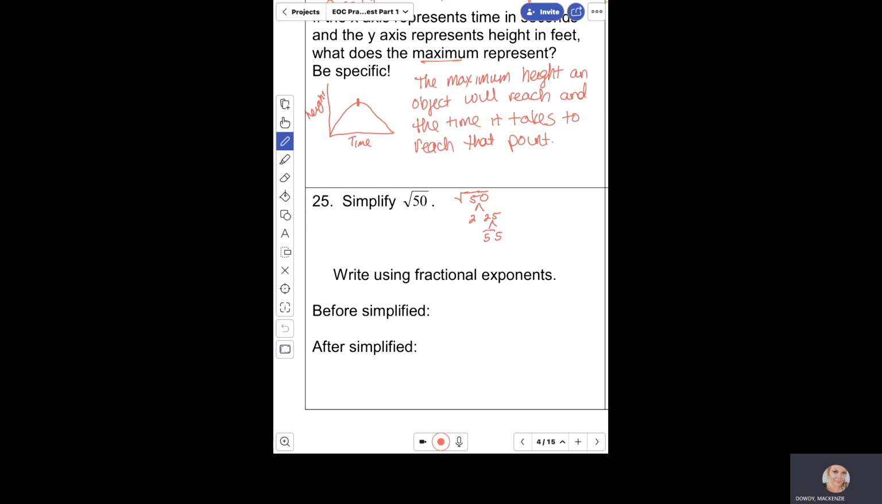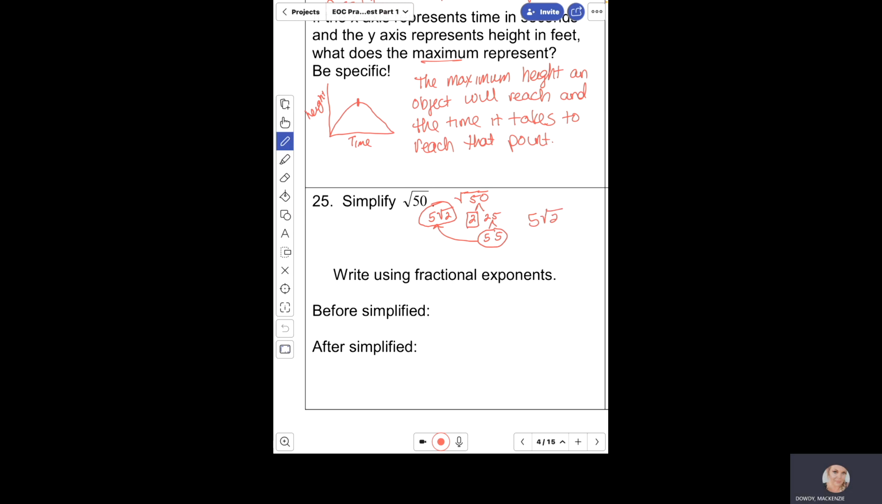Remember, we have two 5s here. We can take one of those 5s and put it on the outside. And then we have a 2 here by itself, so that 2 is going to go back inside a radical. So the square root of 50 is 5 times the square root of 2.